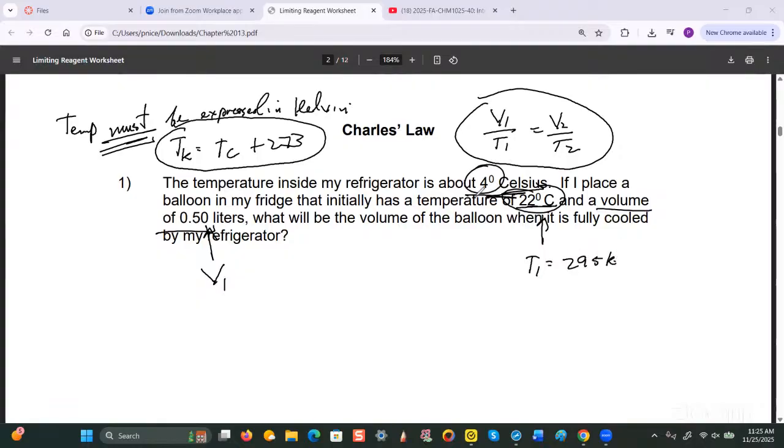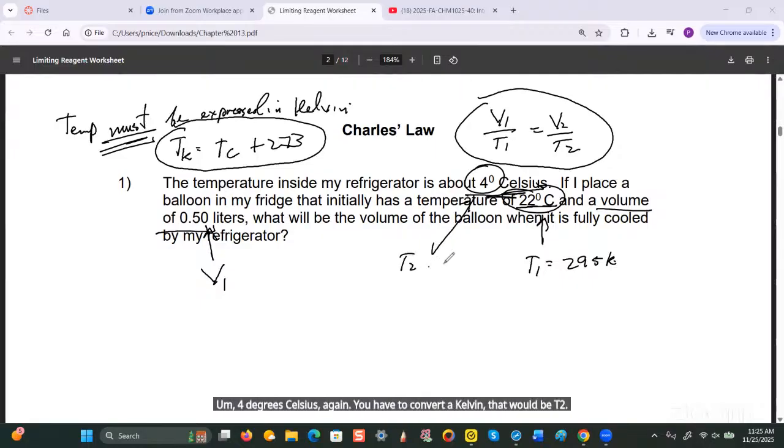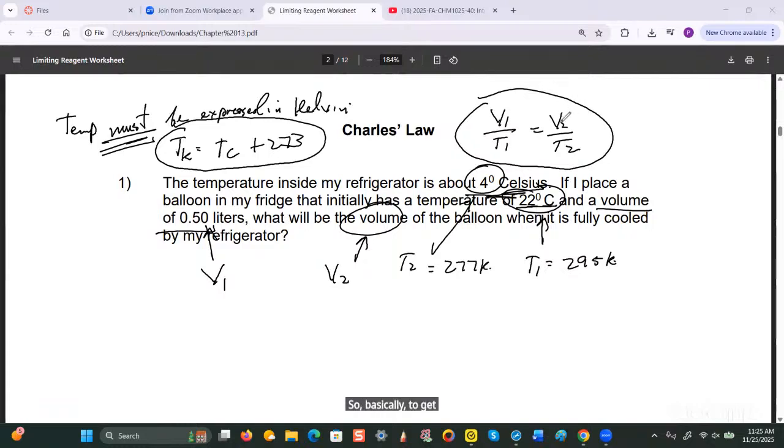And 4 degrees Celsius, again, you have to convert to Kelvin. That would be T2. So 273 plus 4 degrees Celsius will give you 277 Kelvin, all right? So the question is asking for V2, right? So basically, to get an expression of V2, V2 would be equal to V1 divided by T1 times T2, all right? And then we put the numbers in.